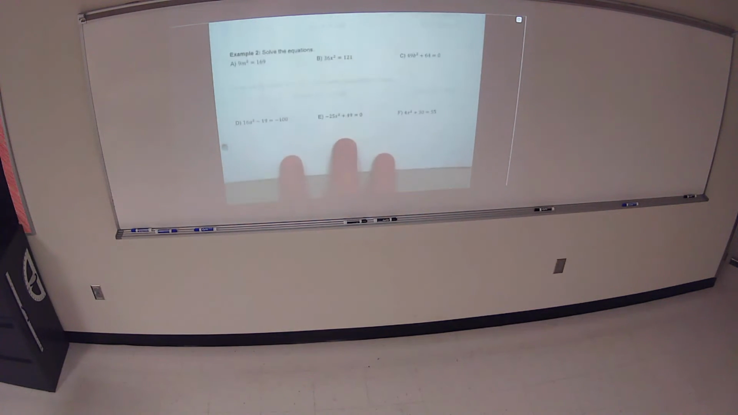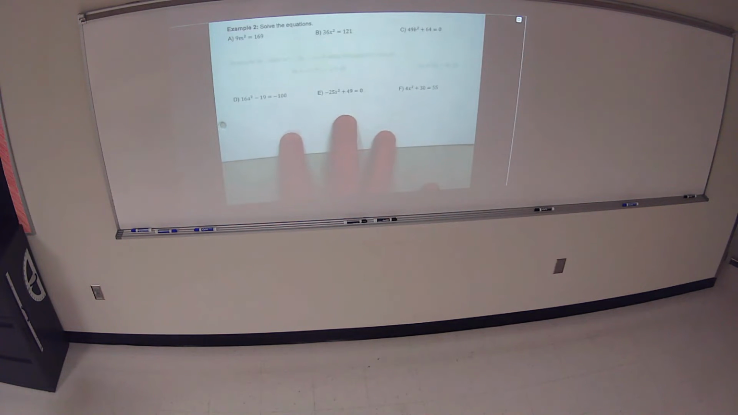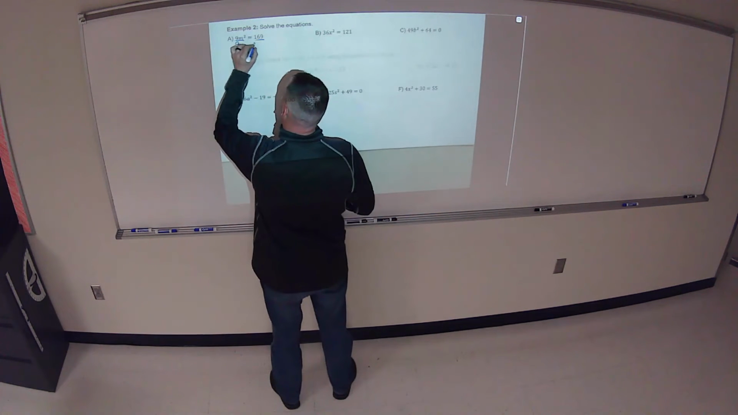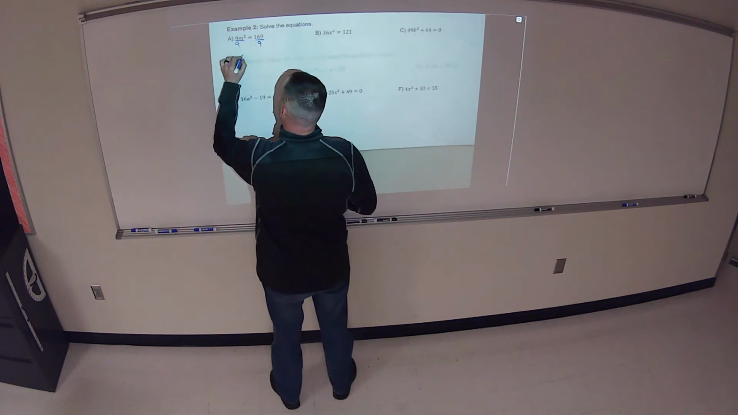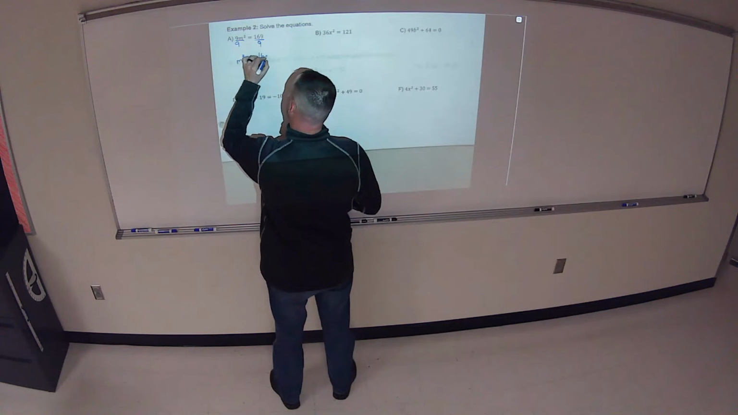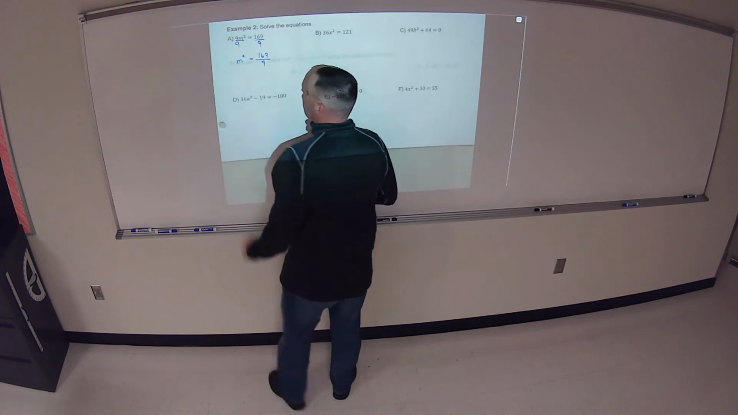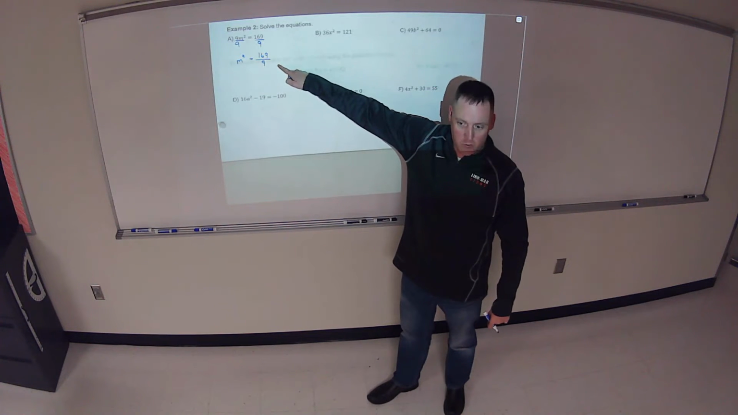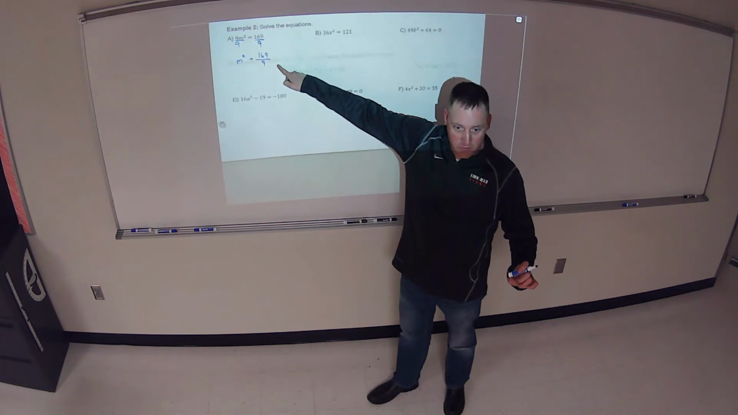So Lily, what's the first thing we're going to do in example 2a? Divide by 9. Divide by 9, divide by 9. So I have that m squared is equal to 169 over 9. Now, if this can become a whole number, by all means, go ahead and make it into a whole number. But if it can't, don't change it to a decimal. Please don't.